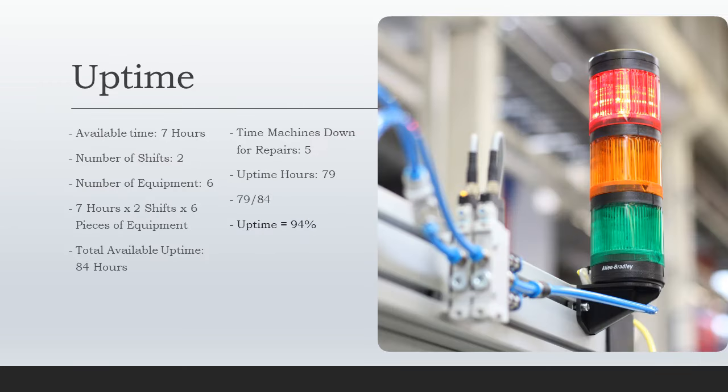Here is an example of how to calculate uptime. It measures the total available time for equipment to operate versus the time machines are down for repairs. It is taking into account all the equipment in the plant and its available time. For example, if we have 84 available hours and 79 uptime hours, our uptime is 94%.